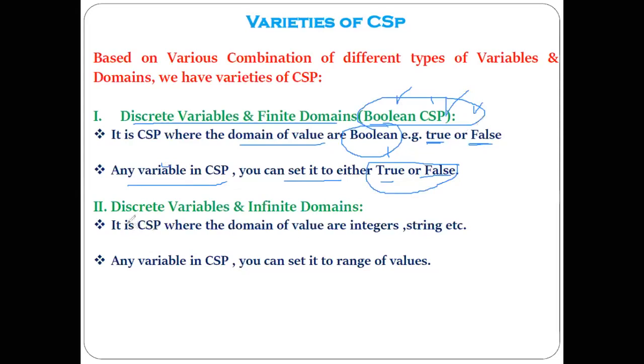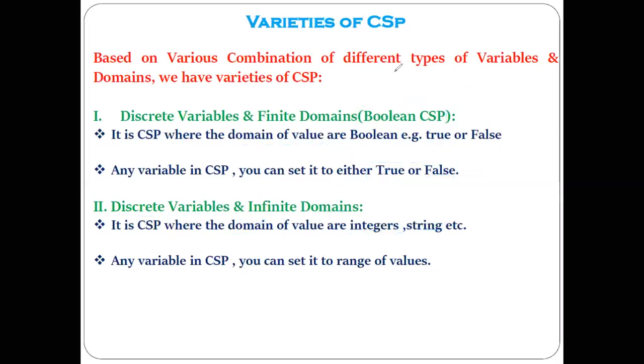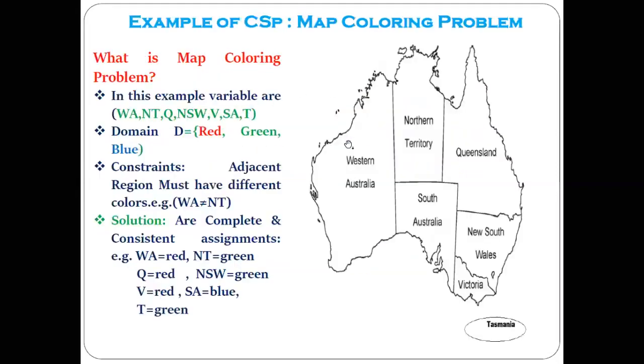Second, we have the discrete variable and the infinite domain. Just as we discussed, in the Boolean case the domain values are just true or false. In this second type, discrete variables and infinite domains, the domain values are integers, mostly integers and strings. Just like here we have taken, where the domain values are strings.